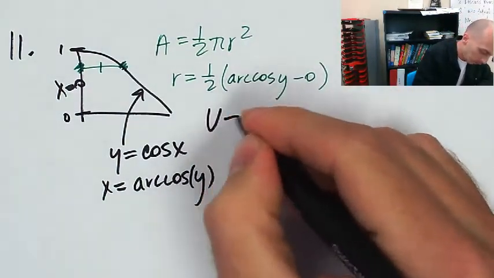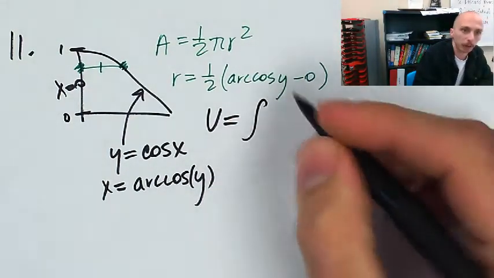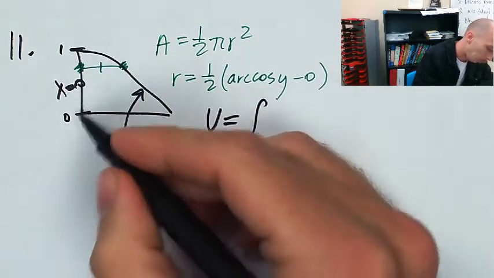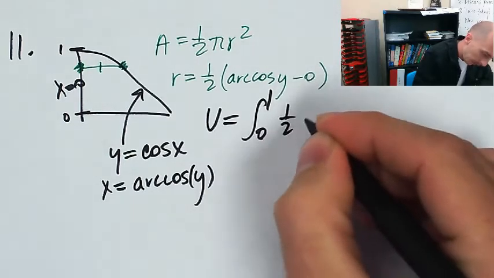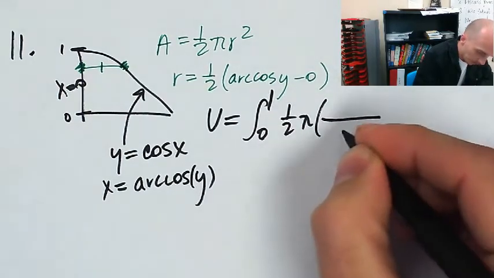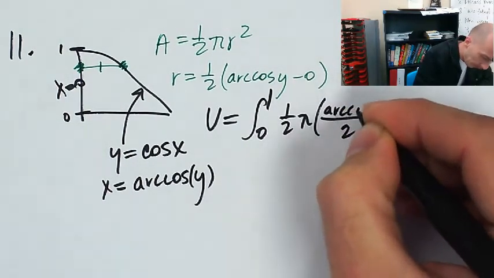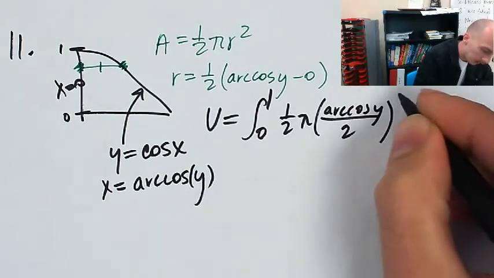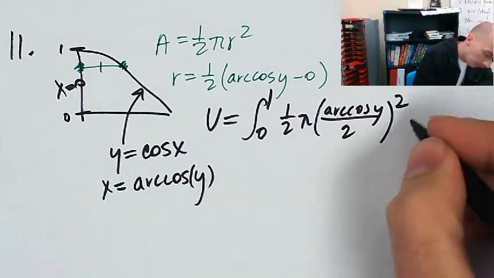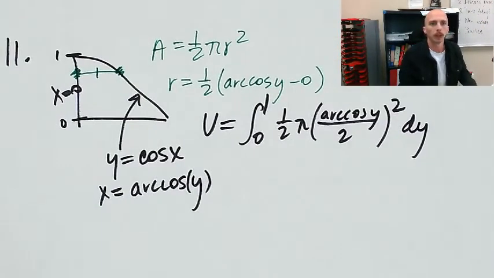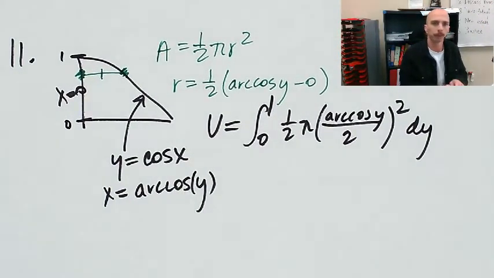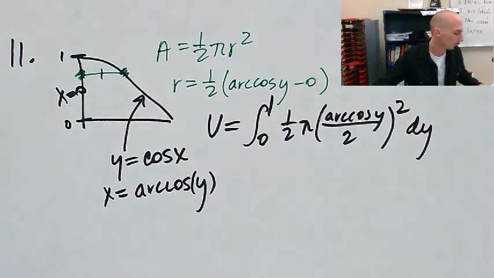And then I know that volume is equal to the integral of the area formula. So that would be, as y runs from 0 to 1, 1/2 pi, radius is going to be half of arc cosine y squared dy. And there we go. That's fully set up. I don't think that's one you would ever have to do by hand, so let's move on.